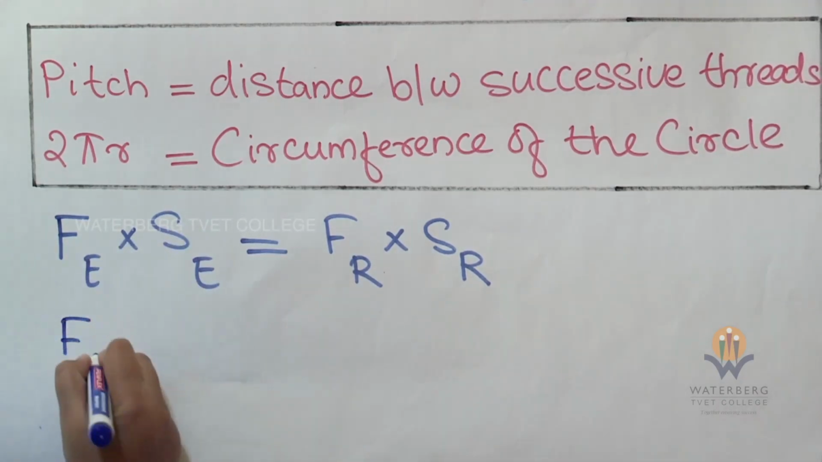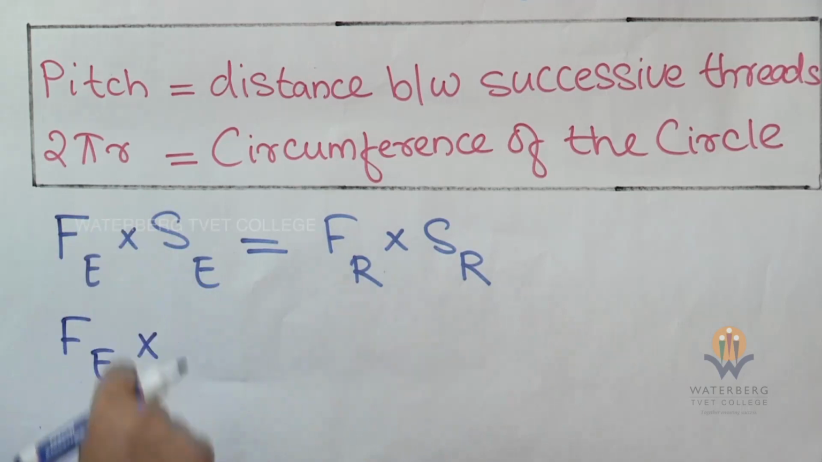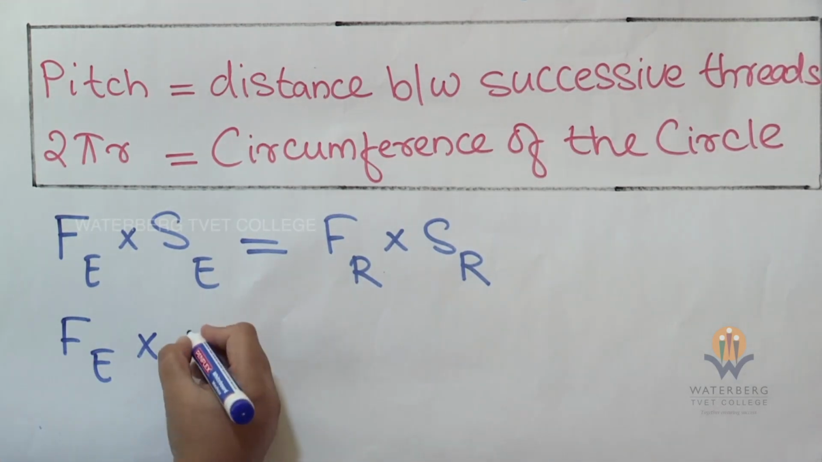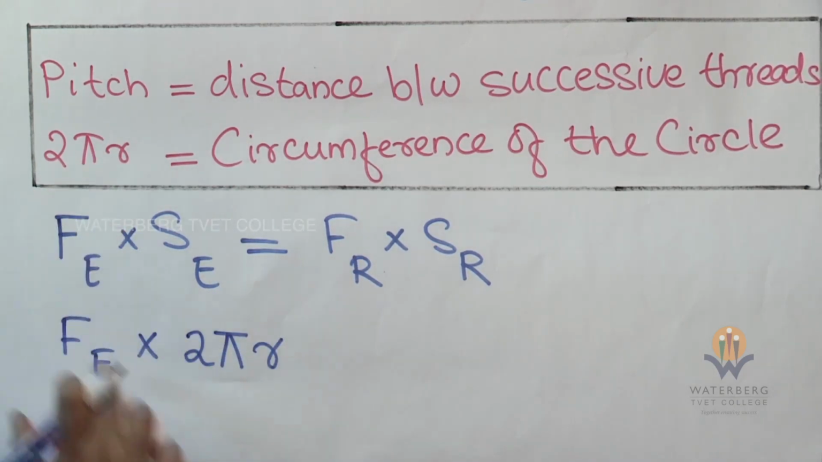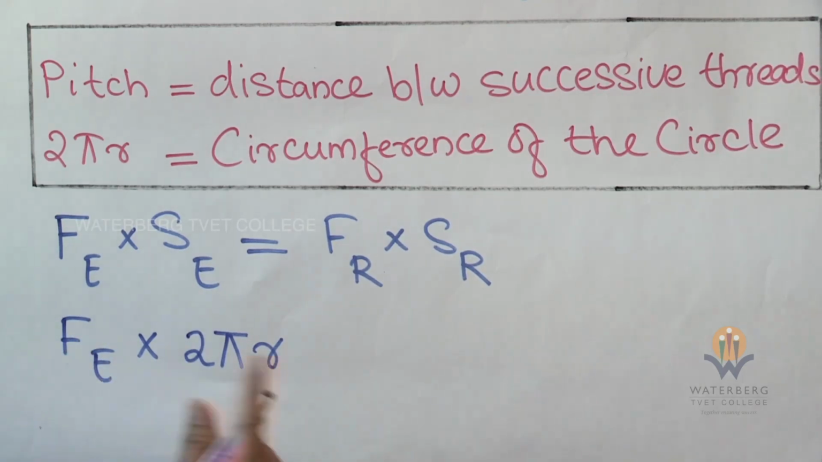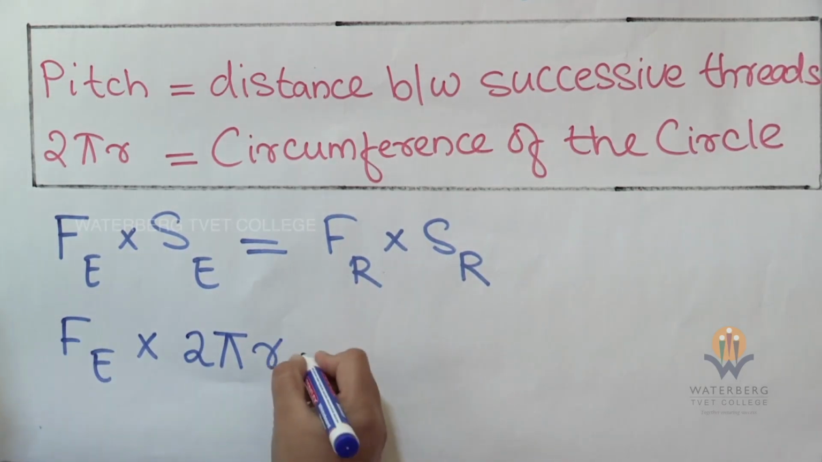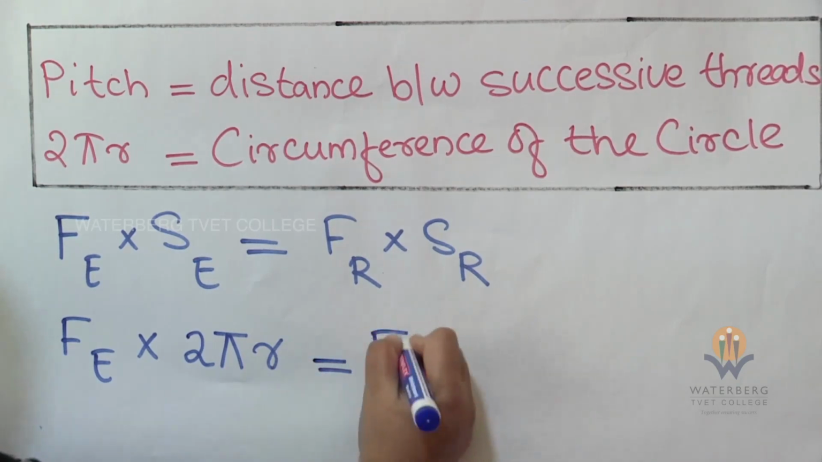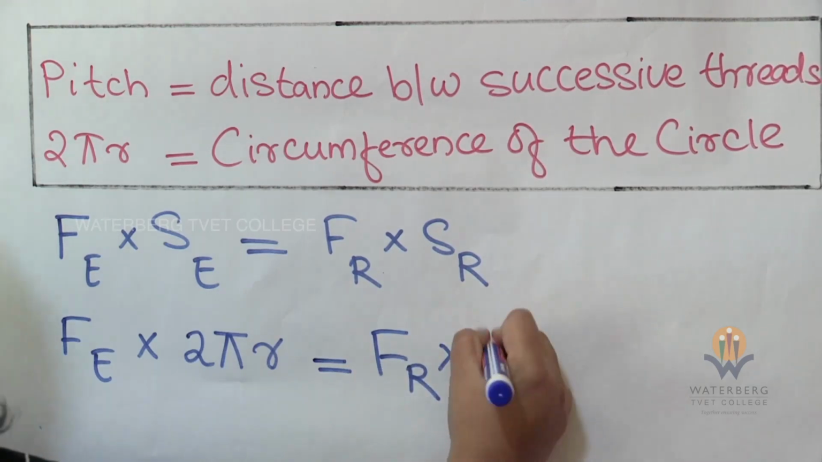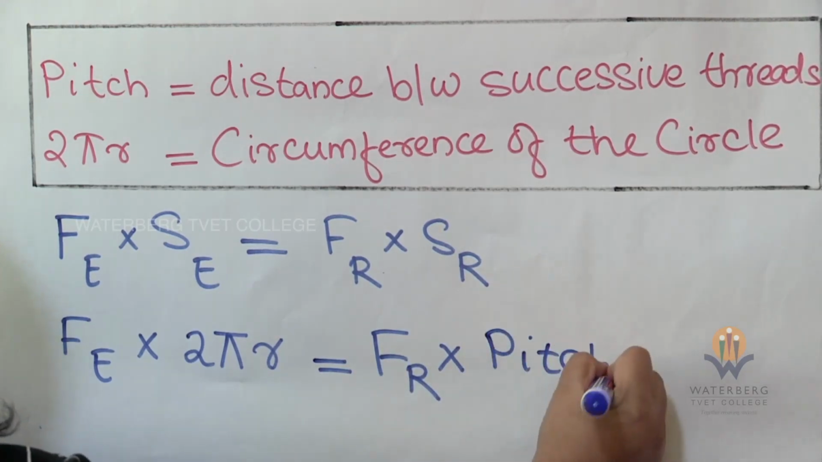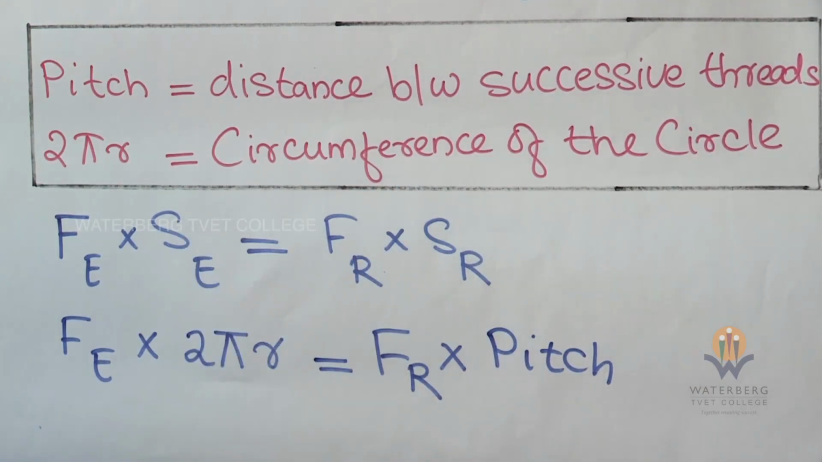So it's effort force multiplied by what is our effort distance? Remember, we said our effort distance will be the circumference of the circle. And the circumference of a circle, we calculate using the formula 2 pi r, because it's moving in a circular motion. 2 pi r equals Fr multiplied by Sr, where Sr is the pitch. That is the distance between successive threads.